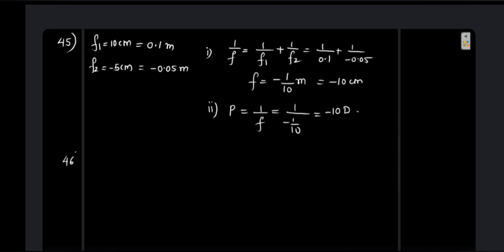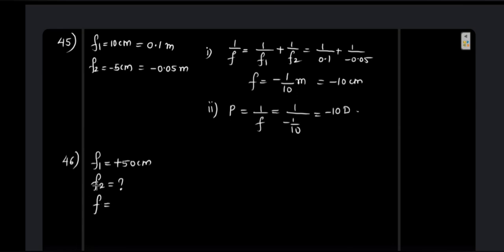Question number 46. A converging lens of focal length 50 centimeter is placed coaxially in contact with another lens of unknown focal length. So first is the converging lens. So F1 will be positive because it is a converging lens, convex lens, having a focal length of 50 centimeter, and it is kept in combination with F2, which is unknown focal length. If the combination behaves like a diverging lens, that means concave lens, having a focal length of 50 centimeter.